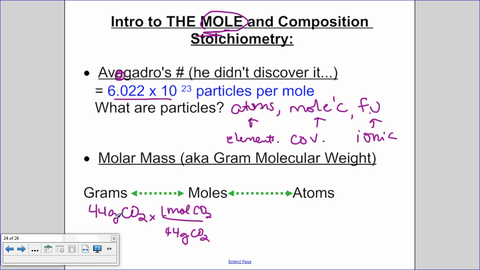Okay, the reason I do it this way is because I can show my cancellation of units, and I've officially just converted that to 1 mole of CO2, carbon dioxide. Okay, this is dimensional analysis. You may use the fence post method. I do not care. It works for me.